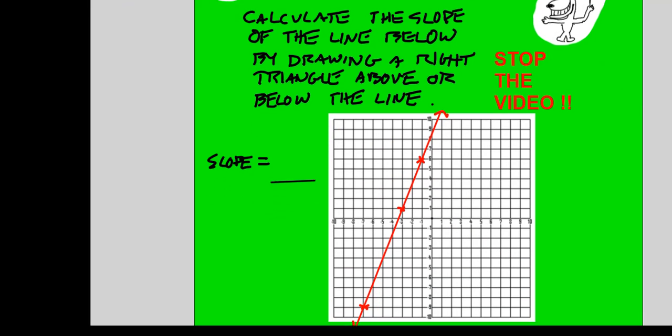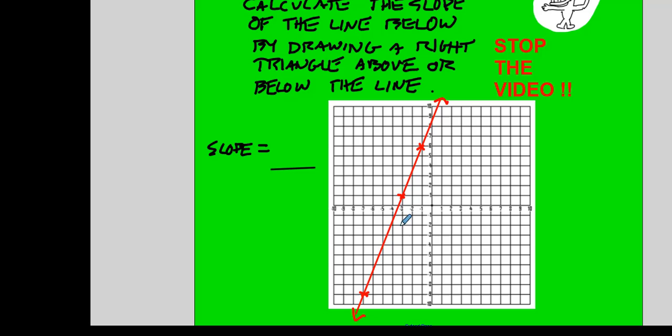Okay, stop the video again. You can use any 2 of these 3 points to calculate the slope. You could draw a right triangle. You don't have to do both. Just stop the video and calculate the slope.